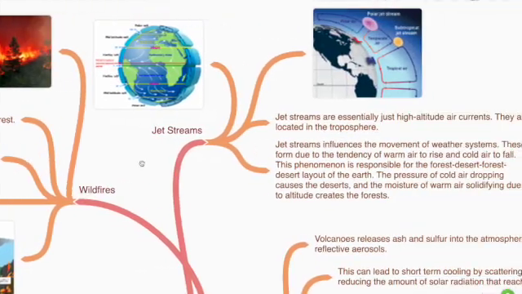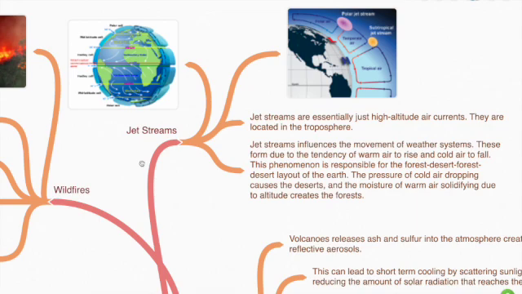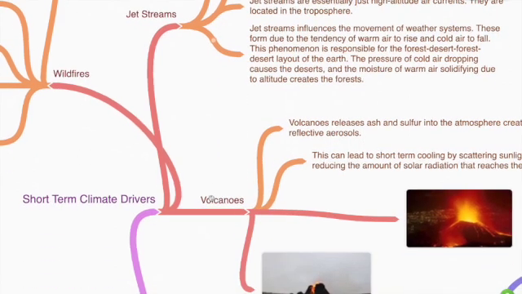Next, we have jet streams. And jet streams are essentially just high-altitude currents. They are located in the troposphere. Jet streams influence the movement of weather systems. These form due to the tendency of warm air to rise and cold air to fall. This phenomenon is responsible for the forest-desert layout of the Earth. The pressure of cold air dropping causes the deserts, and the moisture of warm air solidifying due to altitude creates the forests.